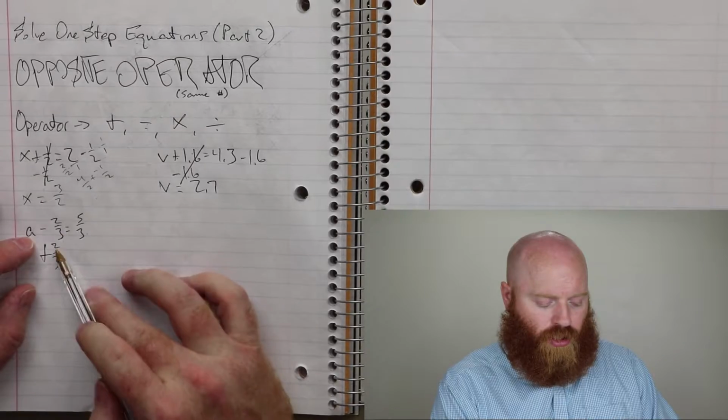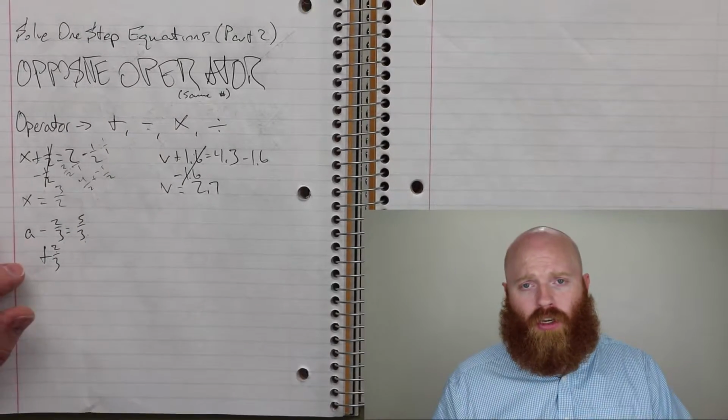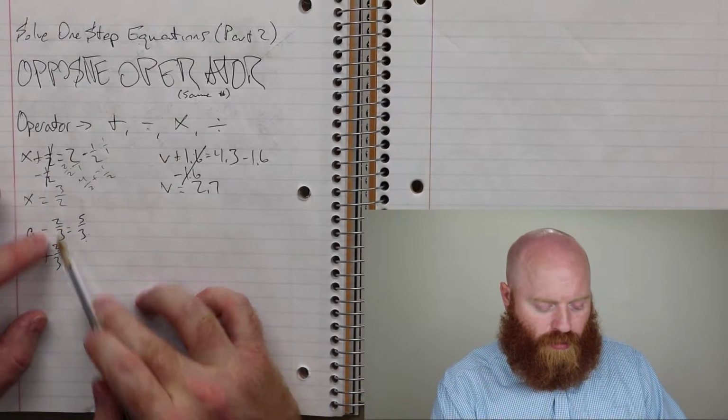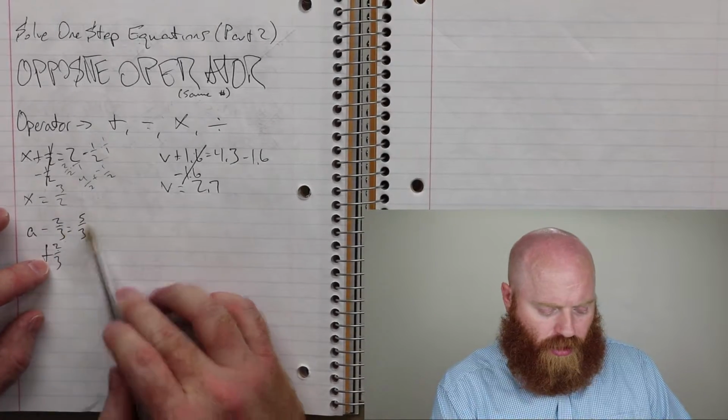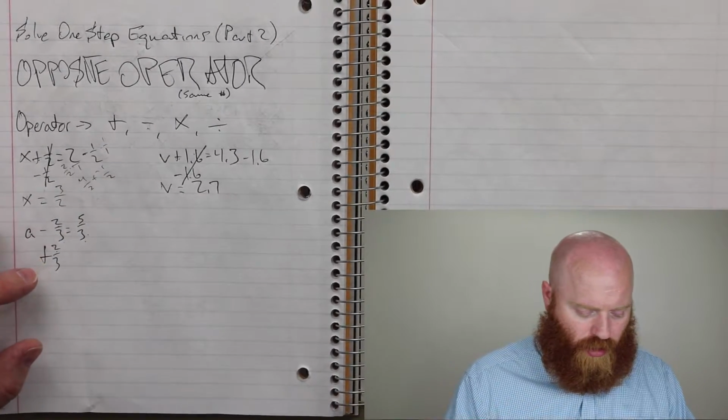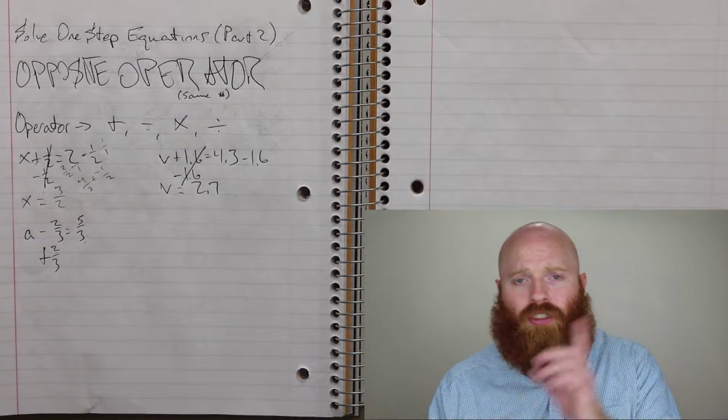2/3. And if you're wondering why I do 2/3 and not 5/3, you need to watch my other video. My part one, I explained why I'm doing 2/3 and not 5/3. If that's confusing to you, you watch part one. Okay, but whatever you do to one side of the equation, you gotta do the same thing on the other side of the equation.